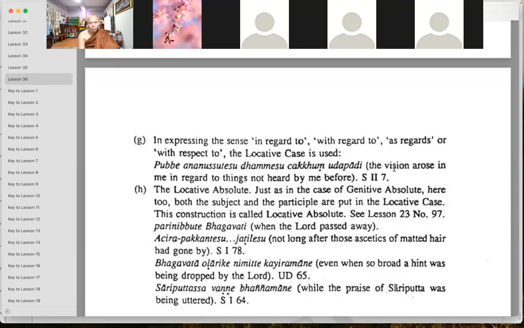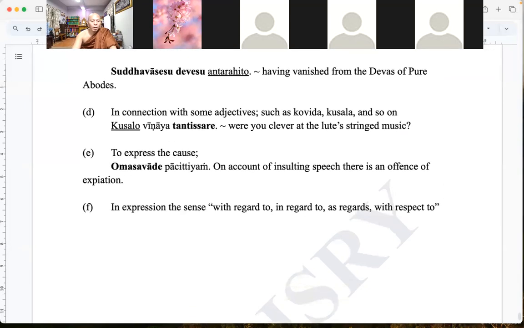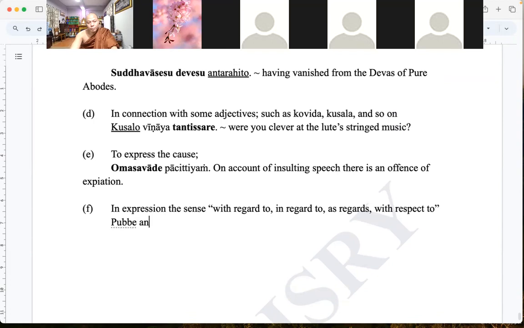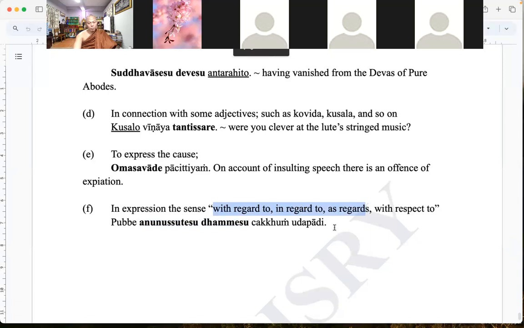So bobe ananosu sesu damesu jako udabati. Damesu. Jekko udabadi and jnana udabadi, aloko udabadi and pranjamajaka, Bhagdana Sutra. So here, both be also locative case. Ananosu sesu damedu also locative case. But both is just a time expression. Okay, just a time expression. Now here, in the sense of with regard to, in regard to, as regards, with respect to this, obi ananosu sesu damesu.